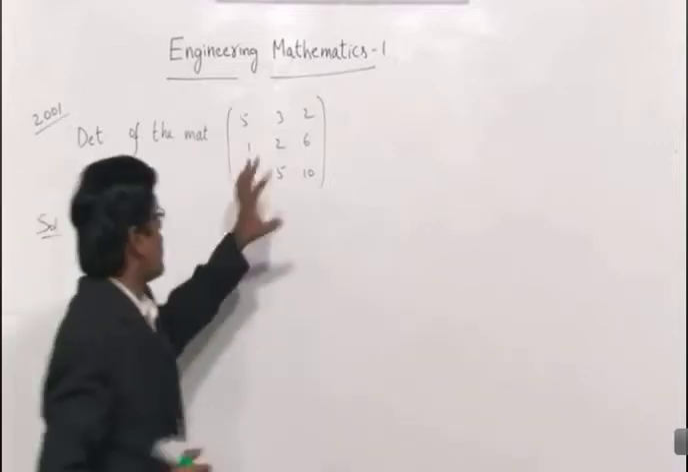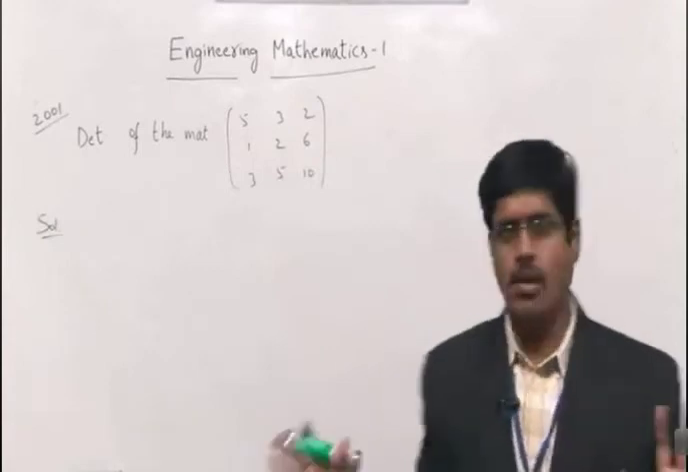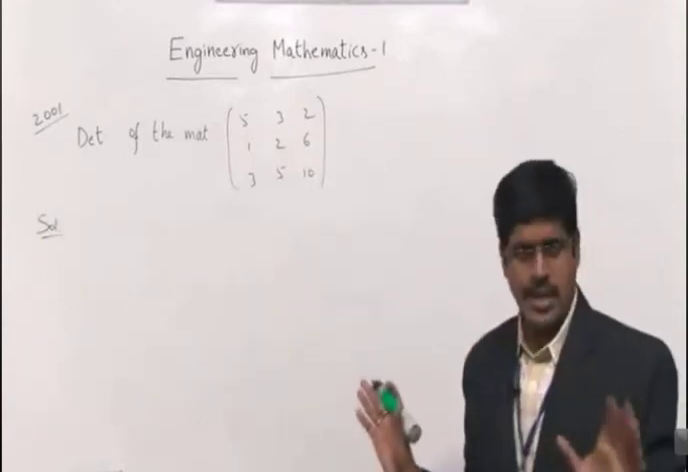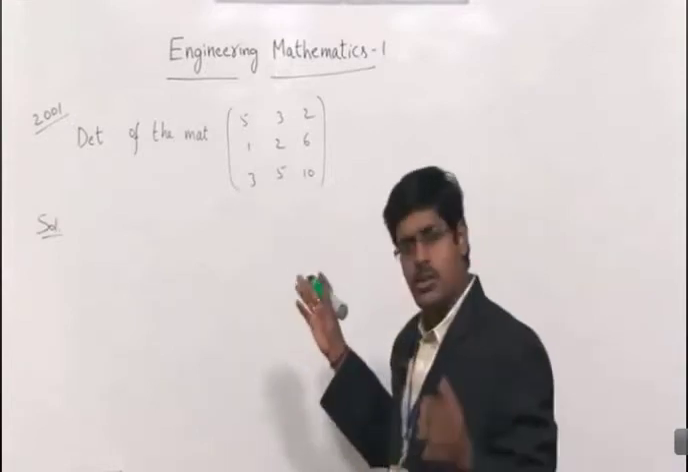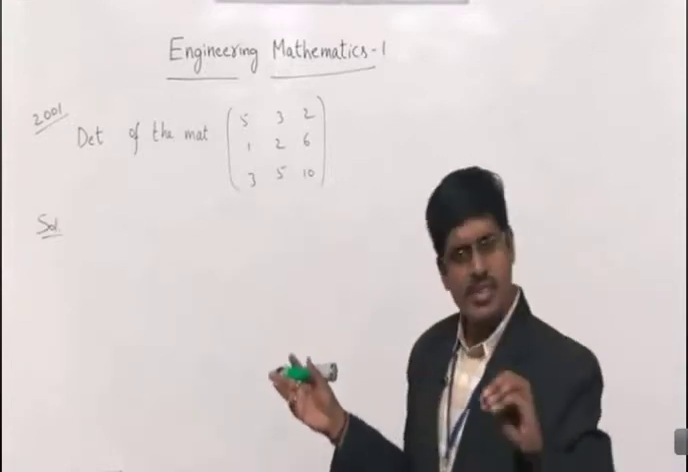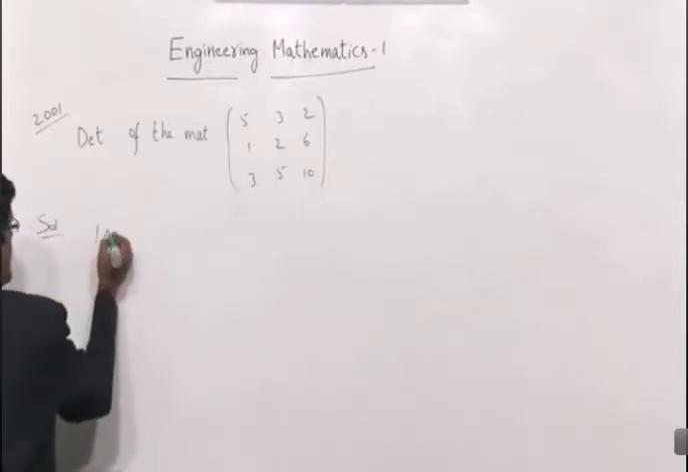Select any row, any column. All are non-zeros only, so this just depends on calculation only. That means time, fate also, luck also. Here no element is 0, which means you can expand by any row, any column. It will take the same time. So now determinant A.